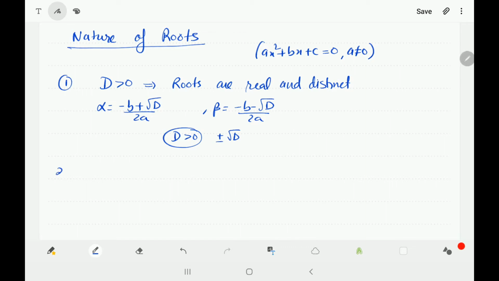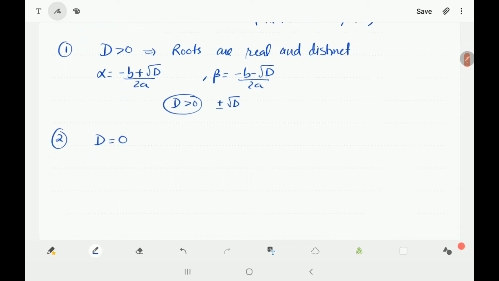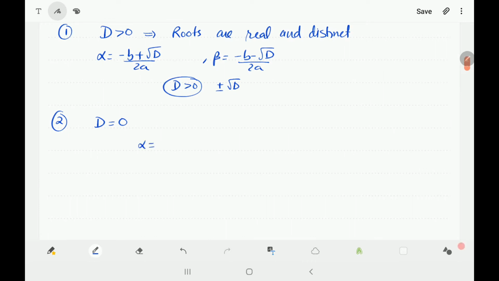Moving on to the next point, if D is equal to 0, then alpha will become -b/2a and beta will also become -b/2a. As a and b are real numbers, -b/2a will also be a real number, but both the values are equal, thus we say that the roots are real and equal.